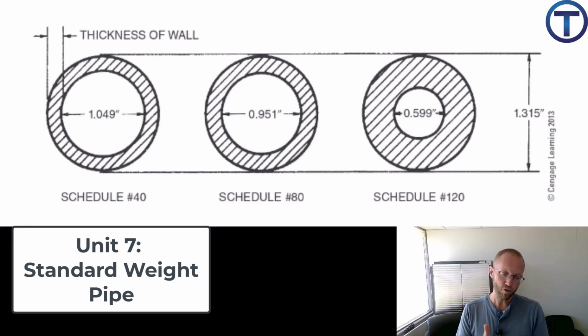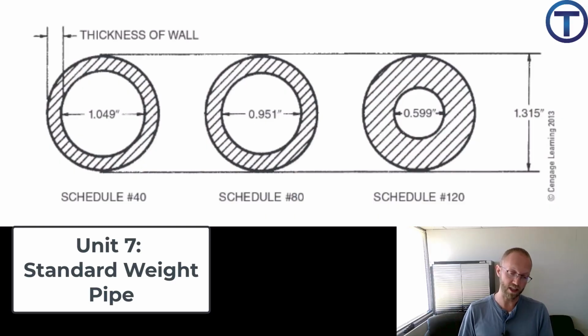If we go to Schedule 40 on the left, you'll see the inside diameter is 1.049 inches. This is considered the standard weight. Schedule 40 is what that's called. You go on to the next one in the middle, we have Schedule 80. You notice that the wall thickness is greater. The inside diameter is 0.951 inches. Same outside diameter, it can be used on the same fittings, but it has a thicker wall, and again this is Schedule 80. Then you go on to Schedule 120.